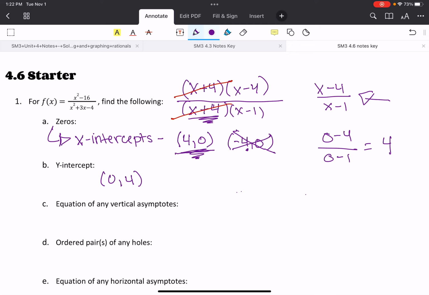Yep, exactly. Also, x equals 4, is that the same as our other ones? It's not. For intercepts, they have to be in coordinate points. Wait, that was a dumb question.